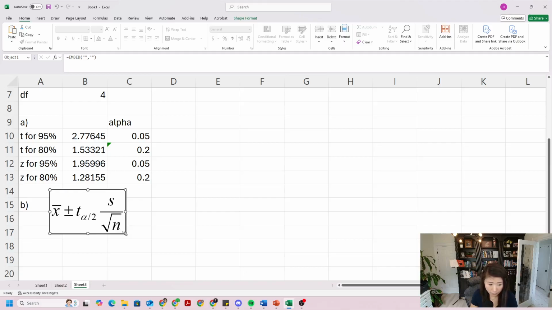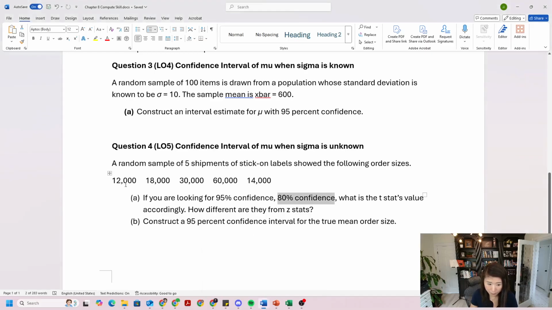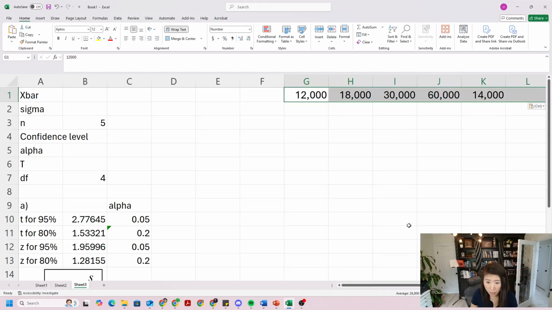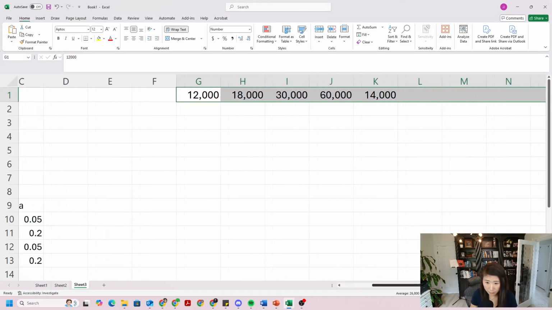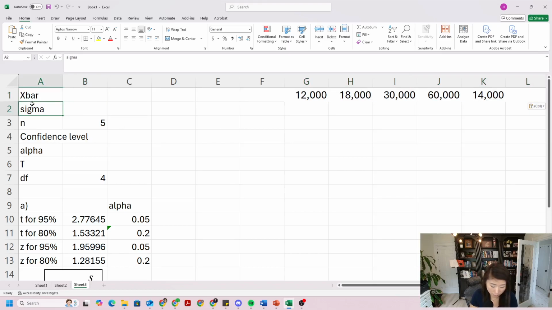Okay. However, as you know, at this point, based on the question, we only have sample data: 12,000, 8,000, 30, 60, and 14,000. So what are we gonna do? Let me put that here. So we currently only have sample data, right? So in order to calculate the interval, we need to know the value for x bar, and instead of sigma, we call it s now because it's estimated.